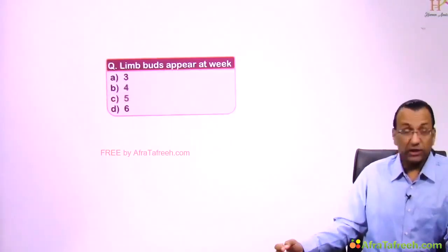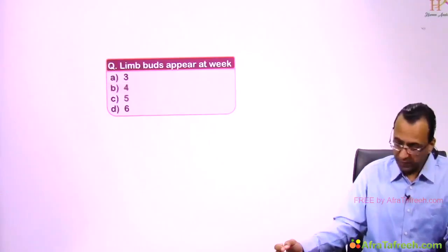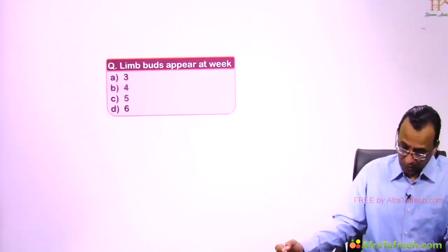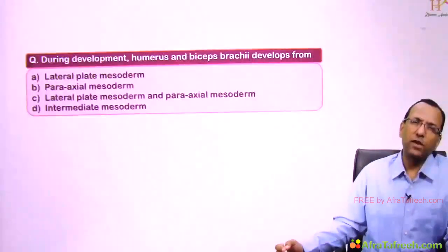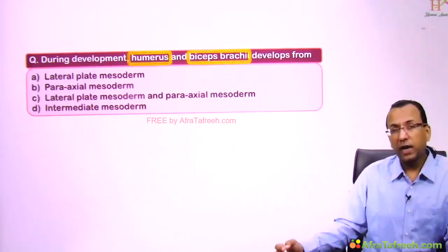So this question did not say anything upper or lower limb. Then you have to assume whoever appeared first, the upper limb. So the answer remains week number 4. There is one more question on embryology asking you the bone and muscle of the upper limb, like humerus bone, and the muscle is the biceps brachii.